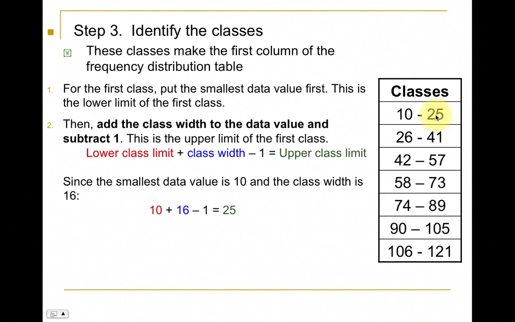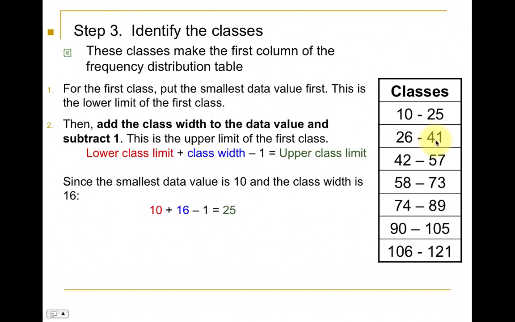Now to get the next row, well, we go to the next number after 25, and that's 26. So the 26 becomes the lower limit of the next row. And then we follow the same calculation. We would take the lower limit, which is 26, plus 16, the class width, minus 1, and that will give us 41. And so our next row is 26 to 41.